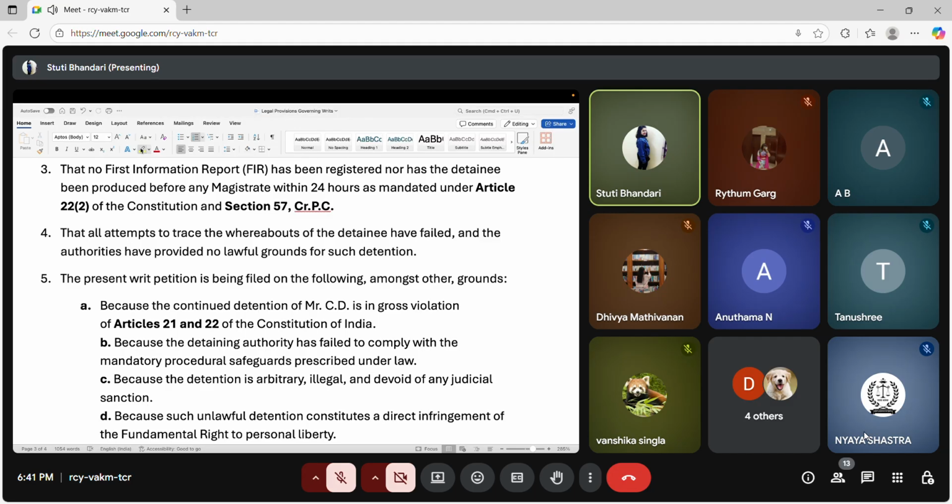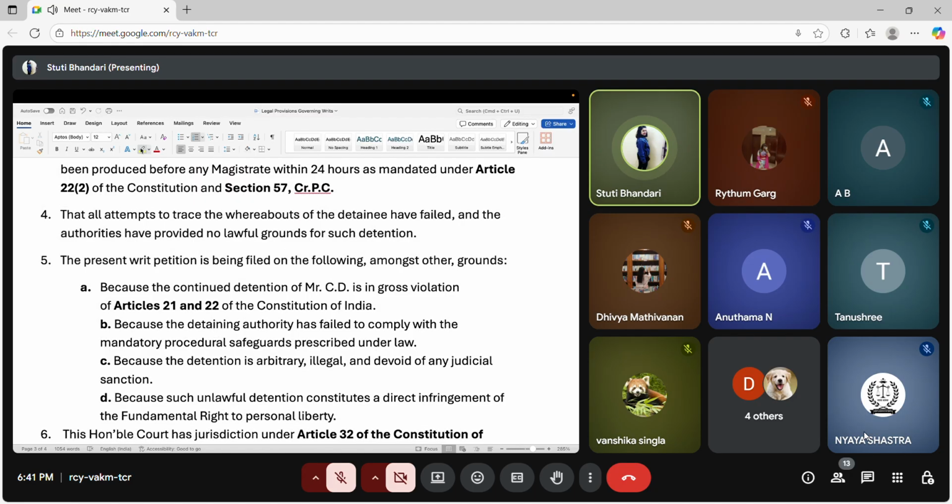You might have heard of this case, D.K. Basu versus State of Bengal. In that case also, the court had laid down a lot of procedural guidelines of arrest and how the detainees should be treated. So they are writing that all the procedural safeguards which have been prescribed under law, none of them have been complied with by the arresting authority.